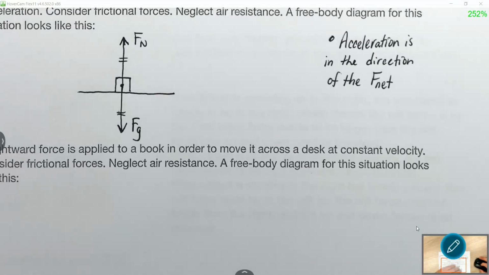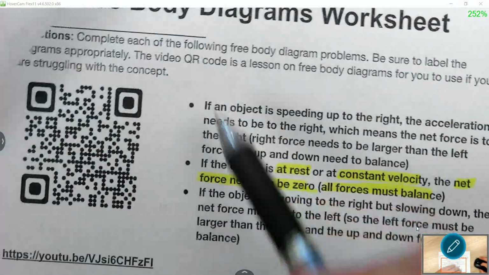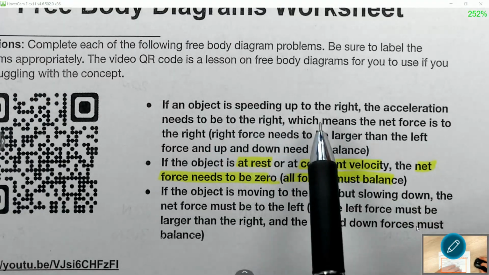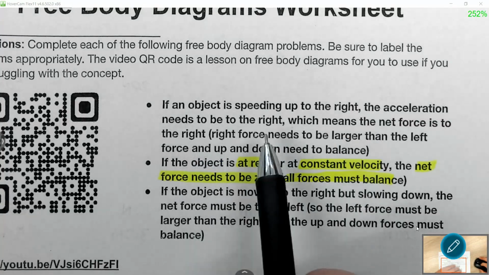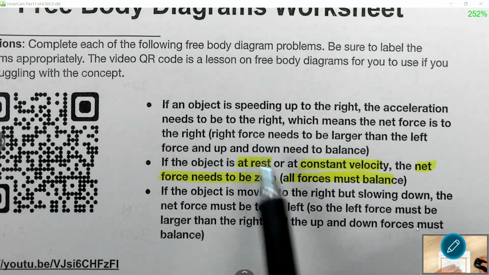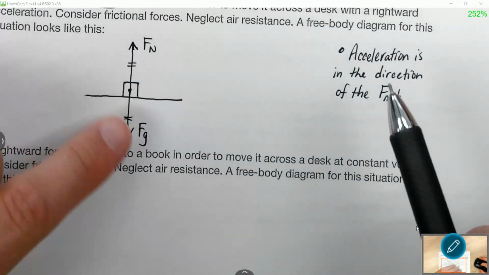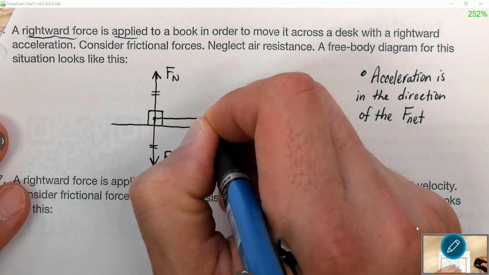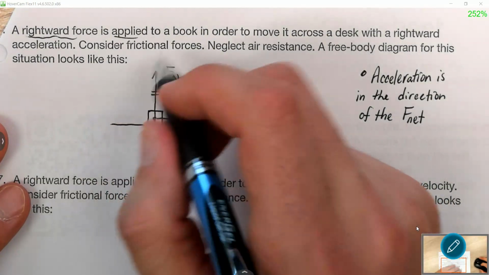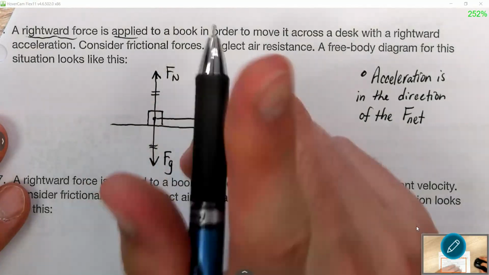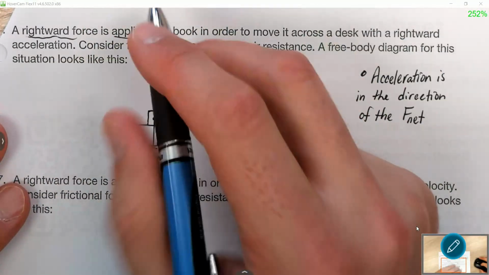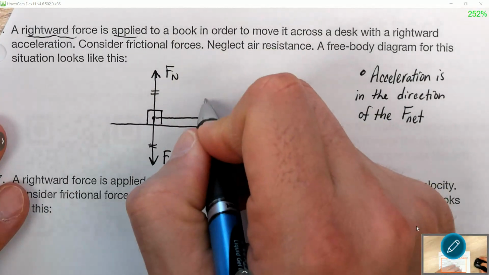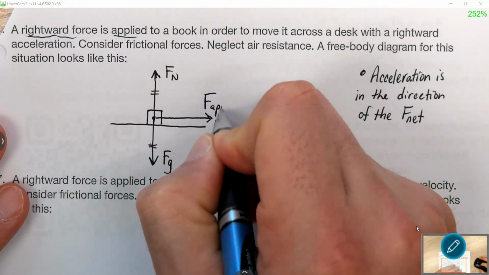On the very front of this, we had written that if an object is speeding up to the right, the acceleration needs to be to the right, which means the net force is to the right. That means the right force needs to be larger than the left, and the up and down need to balance. Our up and down already balance. So we are going to have a rightward arrow, larger than the left side, but we also have to double check that there is one to that side. The rightward force is the applied force, so this one would be F applied.